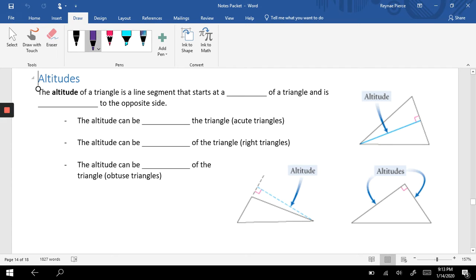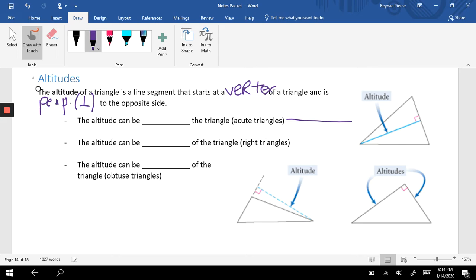Think about the altitude of an airplane. That's measuring the height of the airplane from where the airplane's at in the air straight to the ground. The altitude of a triangle is kind of the same. Think of it as the height of a triangle. It's a segment that starts at a vertex, so one of the corners, and then it is always perpendicular to the opposite side. And remember, perpendicular means to create a 90-degree angle, to form a right angle.